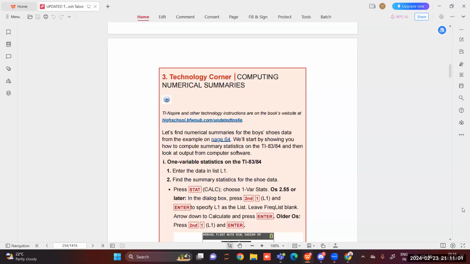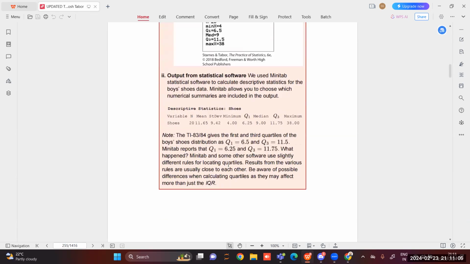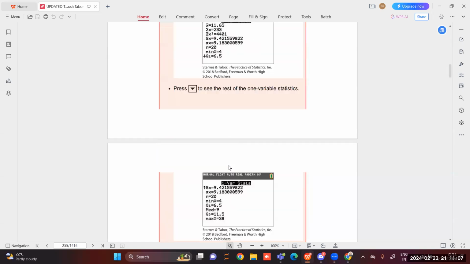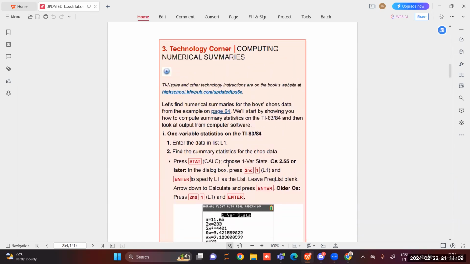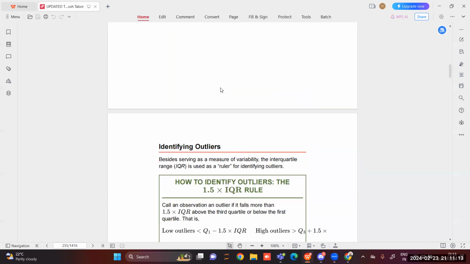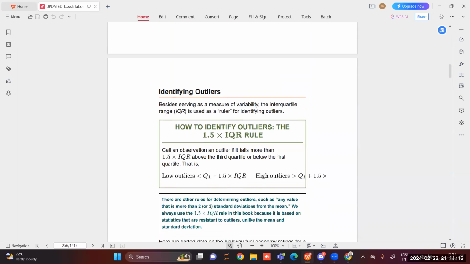So you must send me the screenshots and pics of all the things that you are solving. You can refer to these examples also. We'll read it once. Now we'll move on to identifying outliers. This is most important.